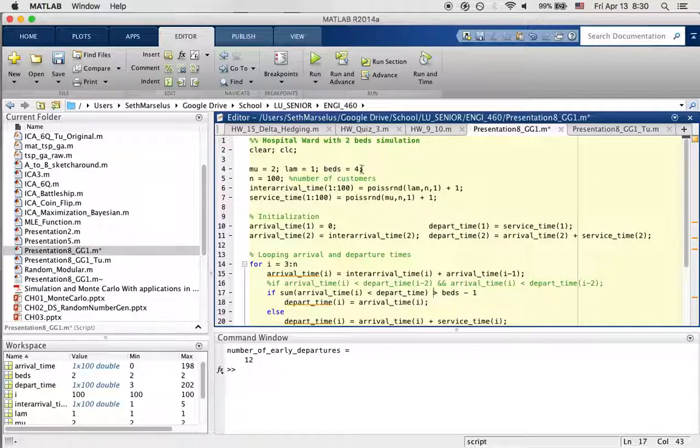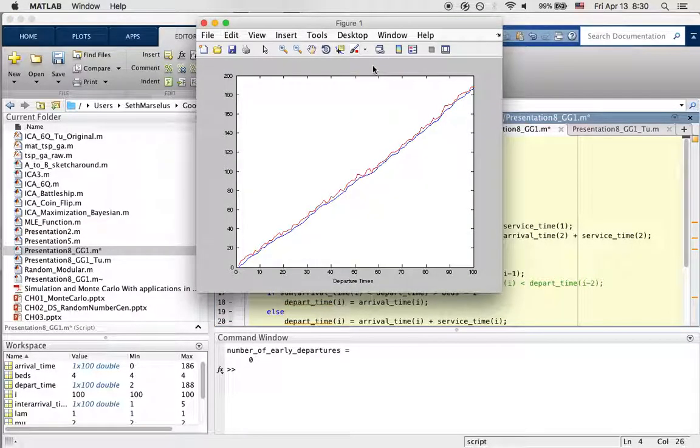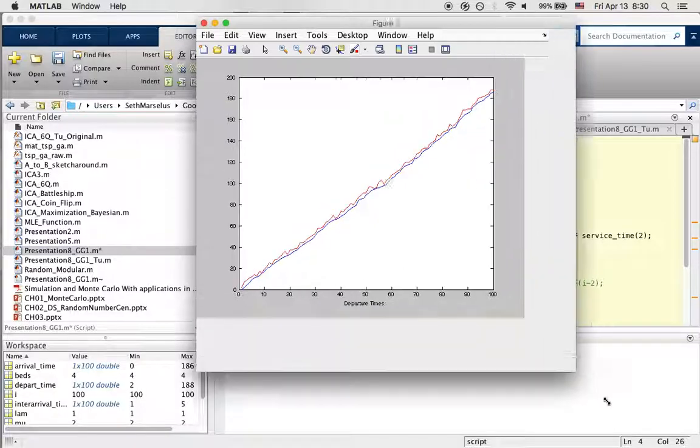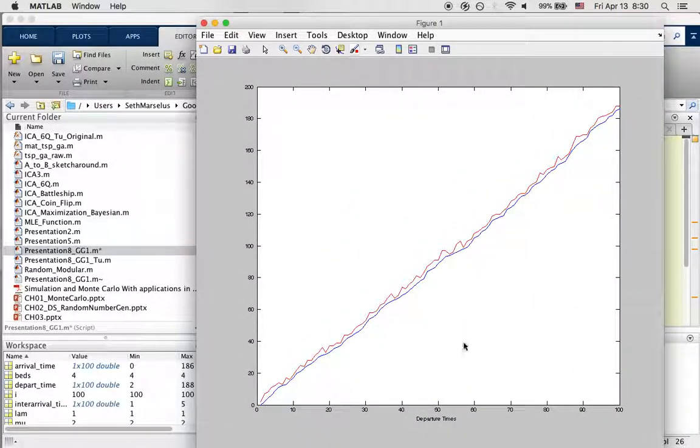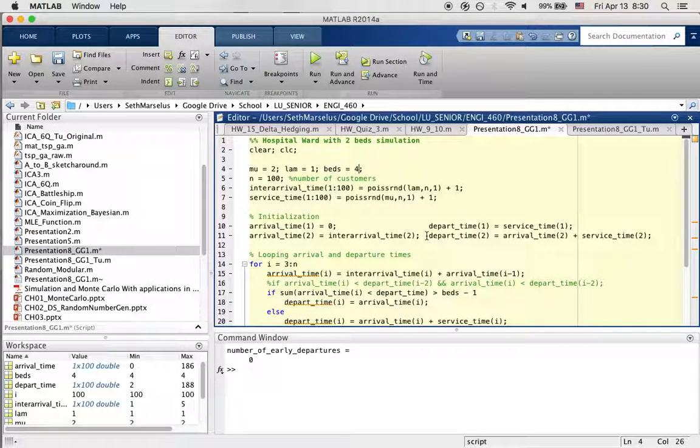So running it with 4 beds gives us a lot better chances of them being able to be serviced, and as we can see, the number of early departures goes down to 0, and from our chart we can see that each person is being serviced and the distance between the two, sometimes great, sometimes very small, just based on the distribution that we have. So that's just a look at some queuing simulation going on.